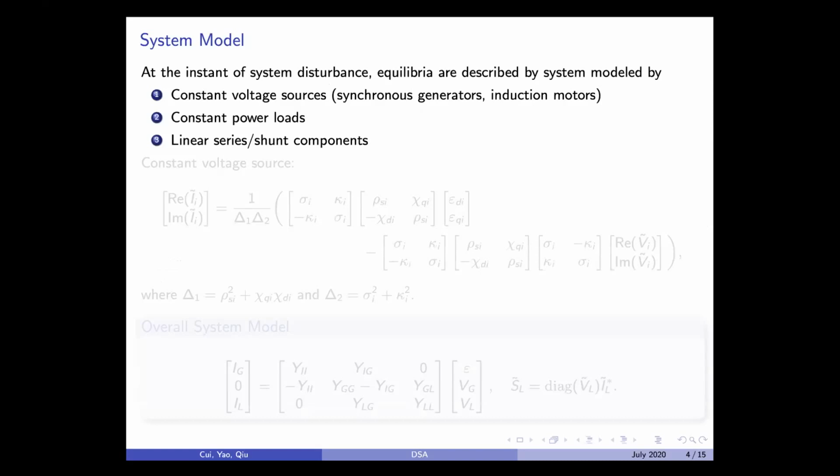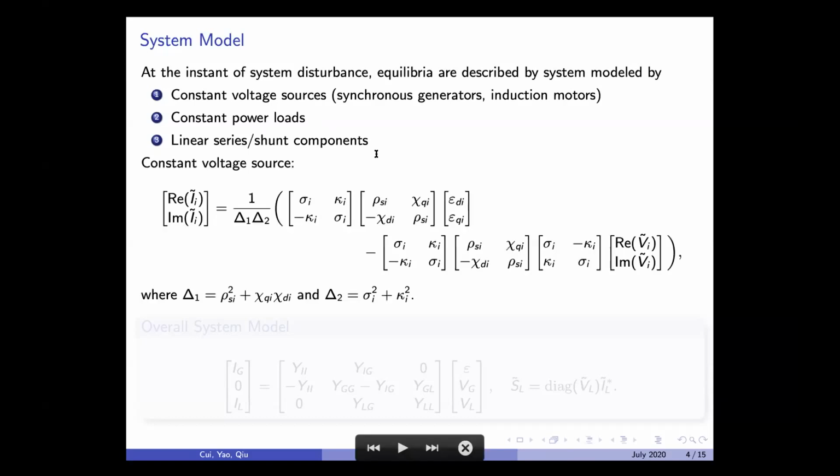So the system model we consider is as follows. We know that at the instant of system disturbance, the state variables in the generator model stay the same, for instance, the rotor angle or the equivalent internal potentials and so on. So we can model the synchronous generator at this point by a constant voltage source. And it turns out we can also model some dynamic loads such as induction motors in this way. In addition to this, we have constant power loads and linear series or shunt components modeling the transmission lines.